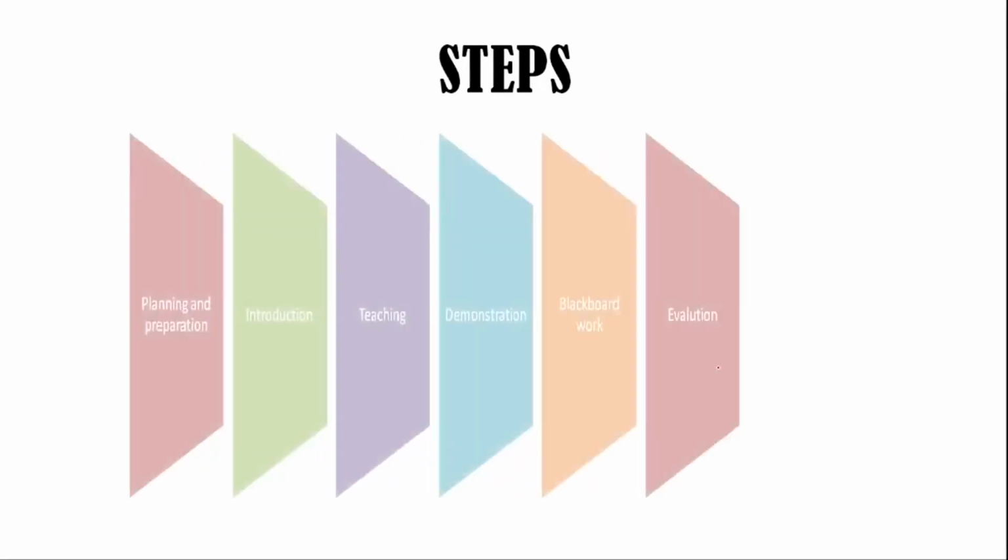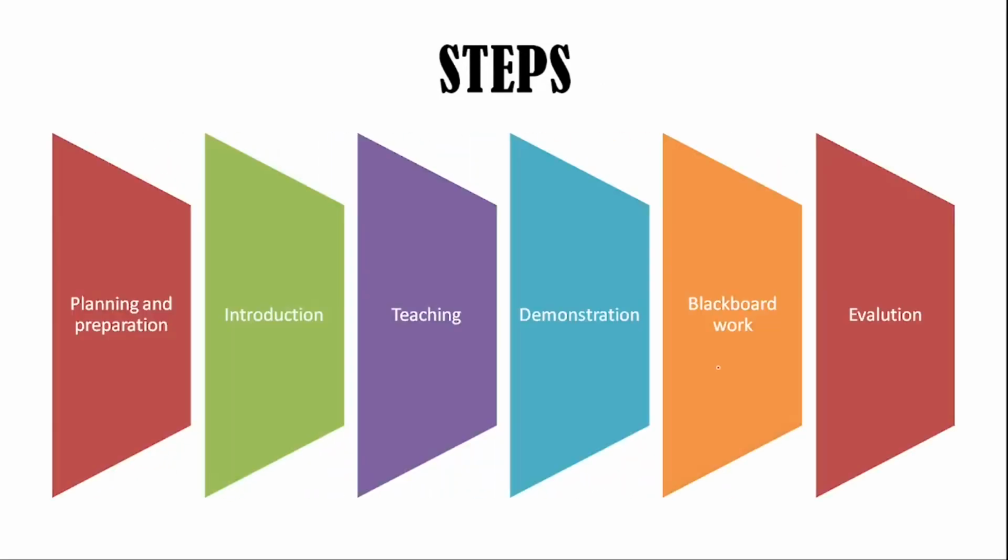Then let us discuss the steps of the lecture cum demonstration method. The first step is planning and preparation. Second is introduction of the lesson. Third is teaching. Fourth is demonstration. Fifth is blackboard use, and the last step is evaluation. These are all the steps of the lecture cum demonstration method. Let us look at each in detail.